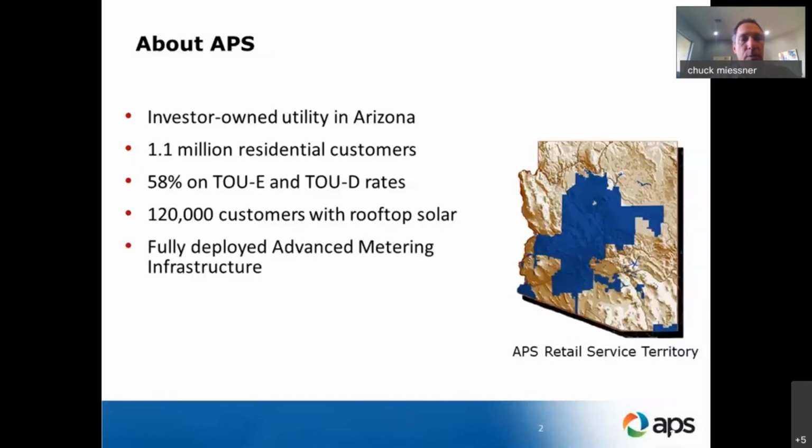A little bit about APS first. We're an investor-owned utility in Arizona, 1.1 million residential customers. We've got about 58% of our residential customers on either a time use energy rate, I call it TOUE, or a time use rate with a demand charge, I call that TOUD in my presentation. About 58%, so it's a really big program. We also have about 120,000 customers out of 1.1 million with rooftop solar, so a pretty big solar presence in our state as well. And we are fully deployed with AMI metering.